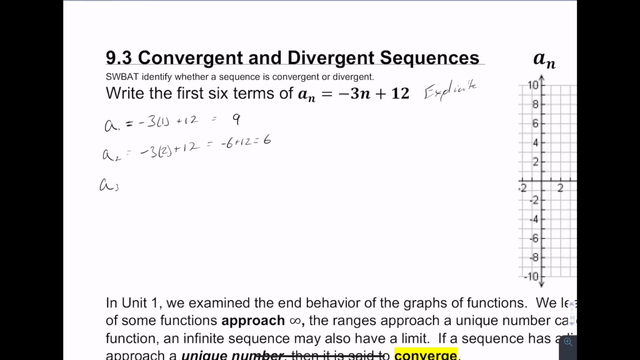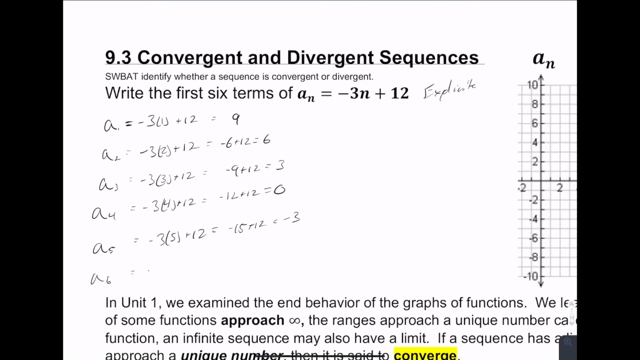All right, a3, that gives us negative 3 times 3 plus 12. That's negative 9 plus 12, so that gives us a 3 there. Okay, a4 gives us negative 3 times 4 plus 12. Oh, that one's just negative 12 plus 12. Gives us a big fat 0 there. Okay, then we have a5, negative 3 times 5 plus 12, well, that's negative 15 plus 12, so now we're in the negatives. And then a6 equals negative 3 times 6 plus 12. Well, that gives us negative 18 plus 12, which is negative 6.